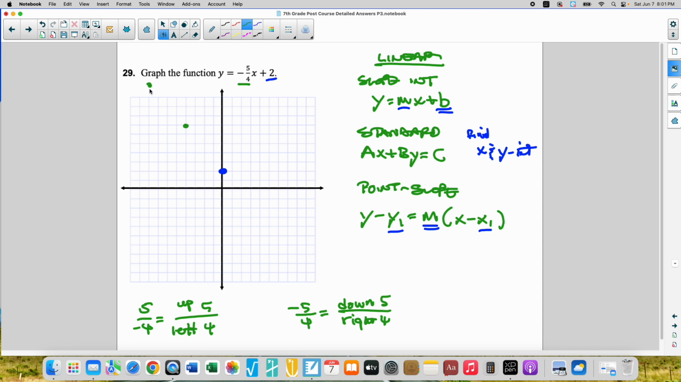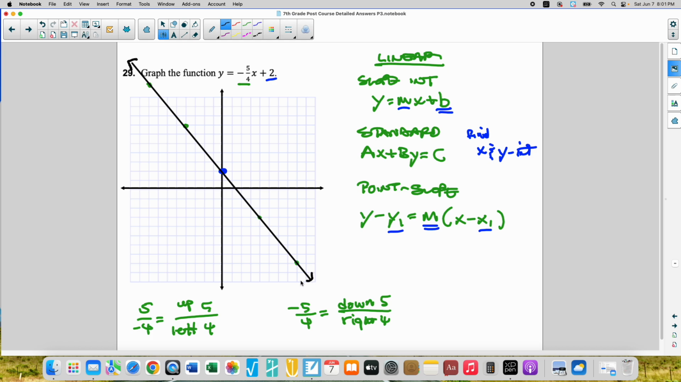So that's there. And then if we go from this point and use the other slope, we would go down 5, 1, 2, 3, 4, 5, and right 4, 1, 2, 3, 4. And notice it stayed on the same linear path. So it doesn't matter which version of the slope we use, it's always going to take us along that same path. And when we graph, we always have to use arrows.